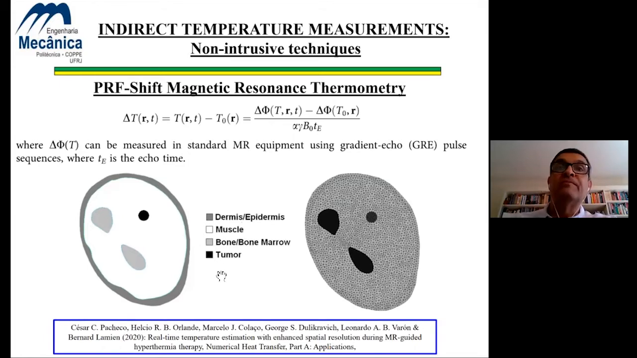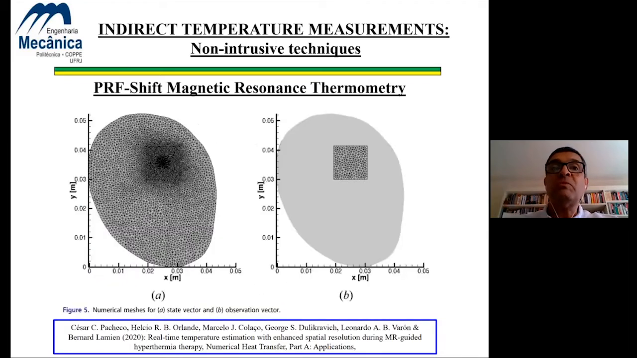We have applied this technique to an irregular region containing different tissues and a tumor, with heating provided by radio frequency imposed by electrodes located on the surface of the region. The solution of the state estimation problem also allows the temperature to be estimated in a mesh much more refined than that used for the magnetic resonance measurement, and also in regions where these measurements are not available. In this case, the figure on the left shows the mesh where the state variables were estimated, while the figure on the right shows the mesh where the measurements were considered available in this region around the tumor.